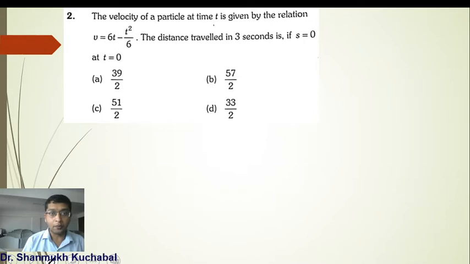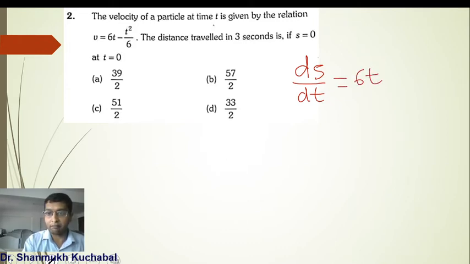Example number 2. The velocity of a particle at time t is given by the relation v equals 6t minus t square by 6. The distance traveled in 3 seconds, if s equals 0 at t equals 0, we have to calculate. Velocity is the rate of change of displacement with respect to time. So v is ds upon dt equals 6t minus t square divided by 6.